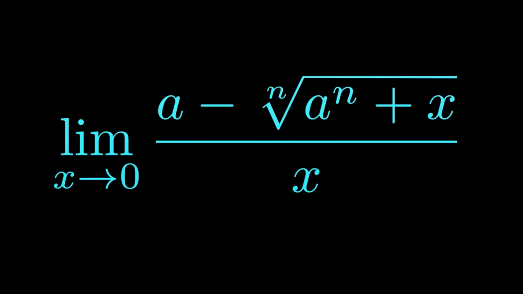Solve the limit as x goes to 0 of a minus the nth root of a raised to n plus x, divided by x, where a and n are natural numbers. Now we can't just let x go to 0, because then we would be divided by 0. So we're going to solve this limit via two different methods. The first is a change of variable, and second is L'Hopital's rule.